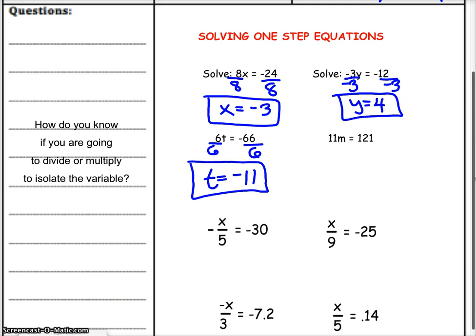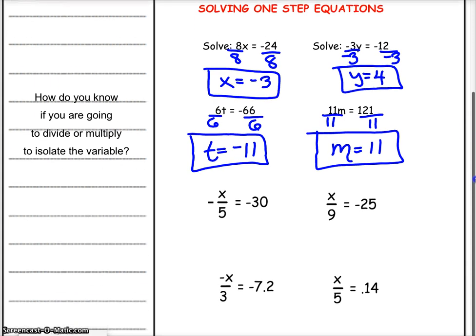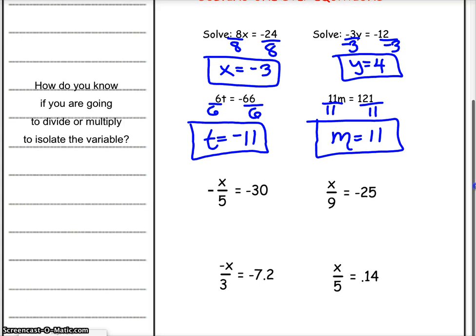11m equals 121. That's 11 times m. In order to get rid of times, you have to divide. And you get m is equal to 11. Nothing too shabby here. Multiplying and dividing, the multiplying ones are always, to me, easier than the adding and subtracting ones, because you can do them so fast.